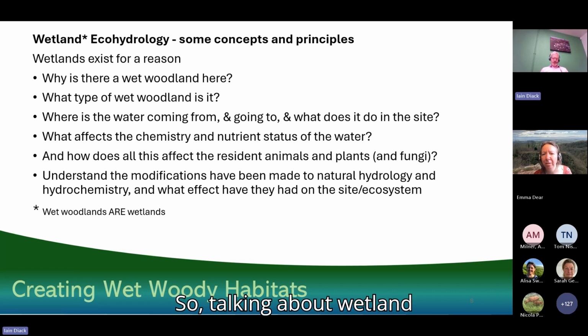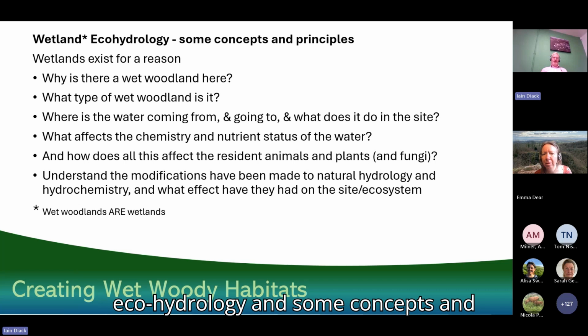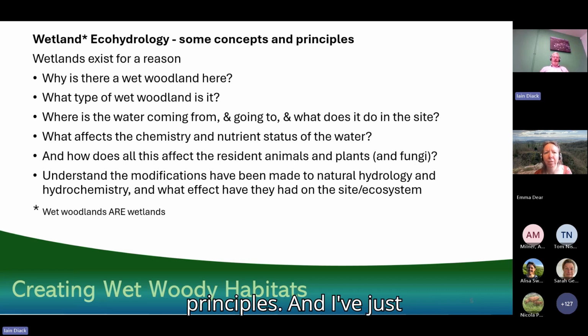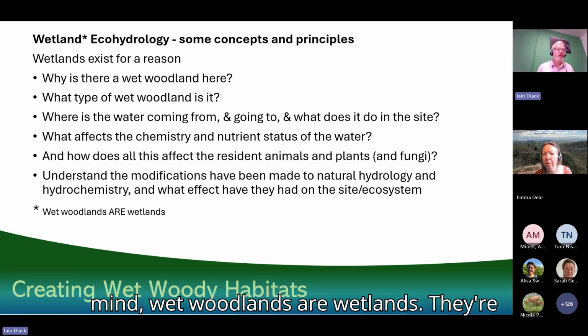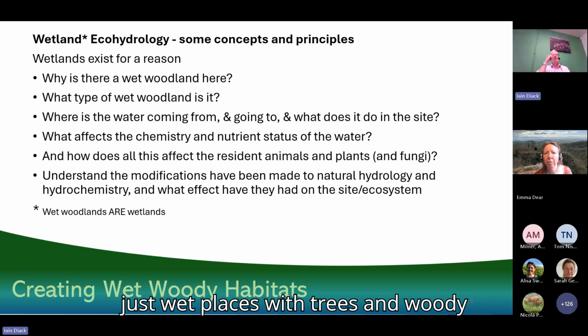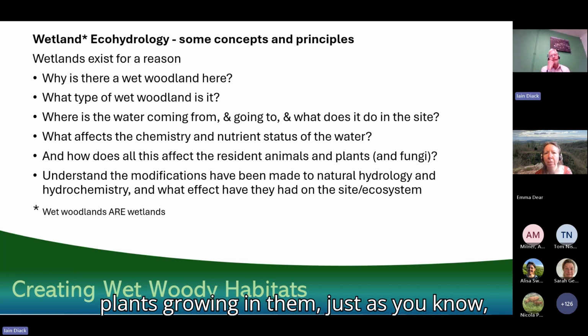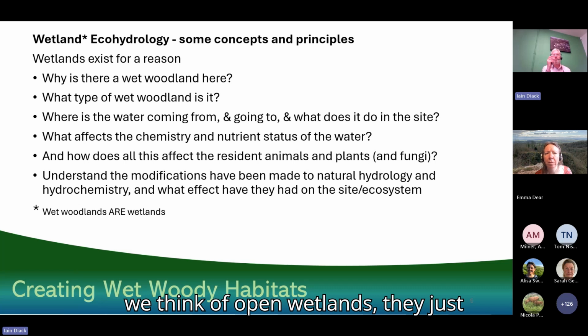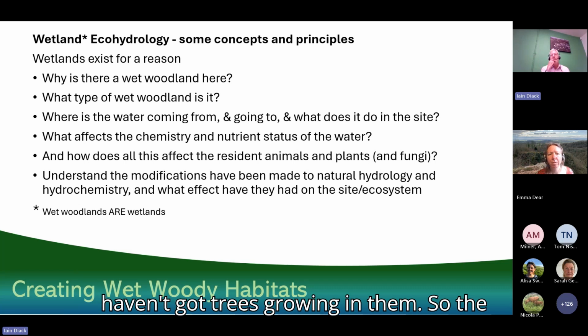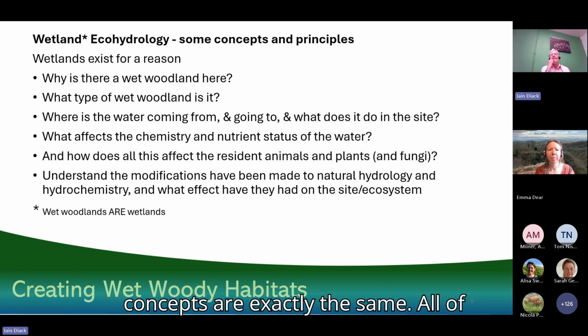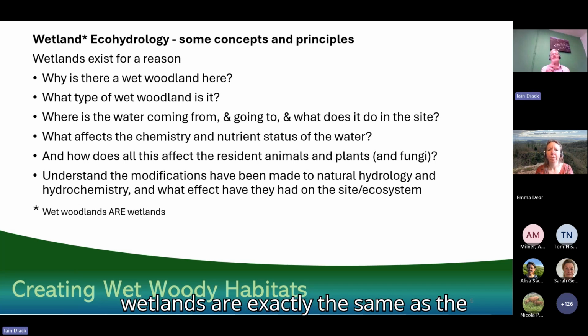So, talking about wetland ecohydrology and some concepts and principles, and I've just got a little asterisk there. To my mind, wet woodlands are wetlands. They're just wet places with trees and woody plants growing in them, just as we think of open wetlands, they just haven't got trees growing in them. So the concepts are exactly the same. All of those things we worry about in open wetlands are exactly the same as the things that we should worry about in wet woodlands.